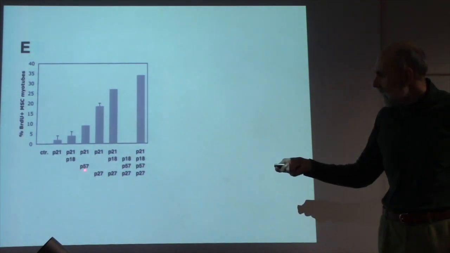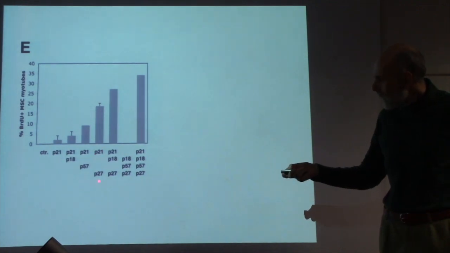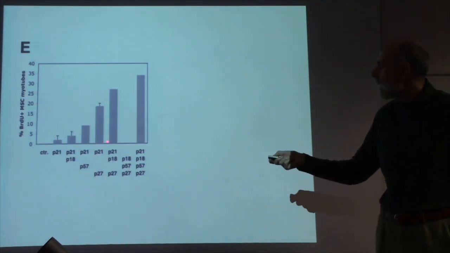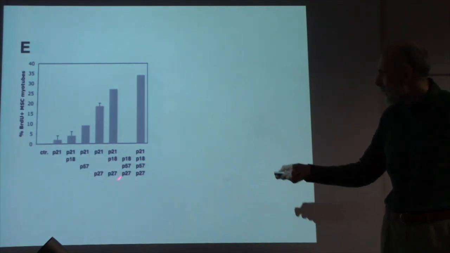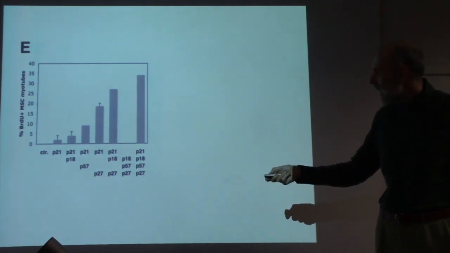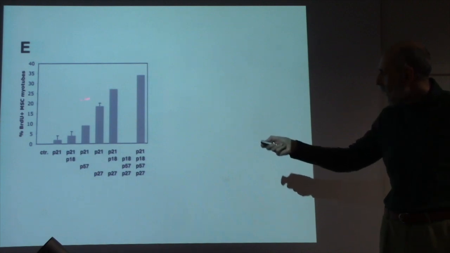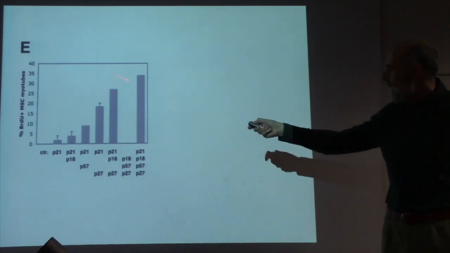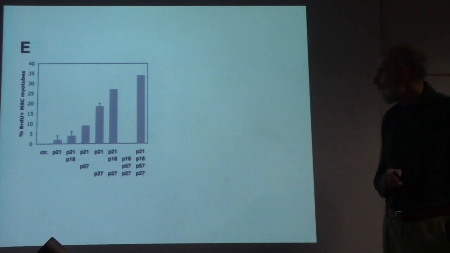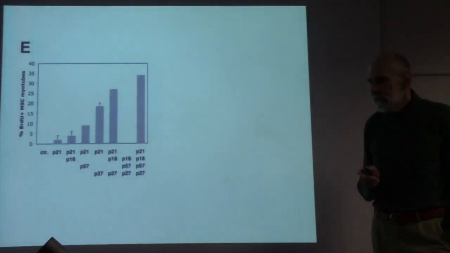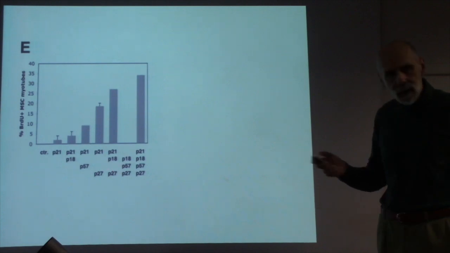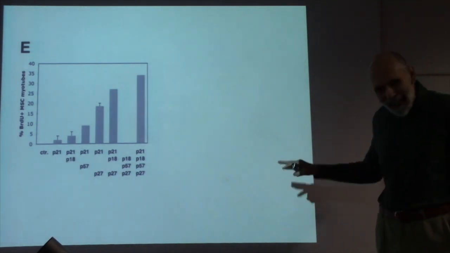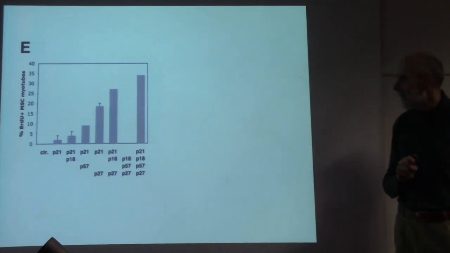If you suppress P21 and P57, more. If you suppress P21 and P27, you get even more myotubes into the cell cycle. If you suppress 3 inhibitors at the same time, even more myotubes. If you suppress 4, even more. But interestingly, no matter how many inhibitors you suppress, if you don't suppress P21, you don't get any myotubes into the cell cycle.